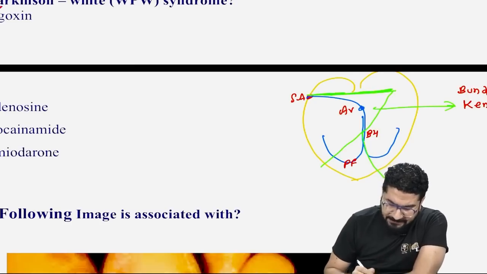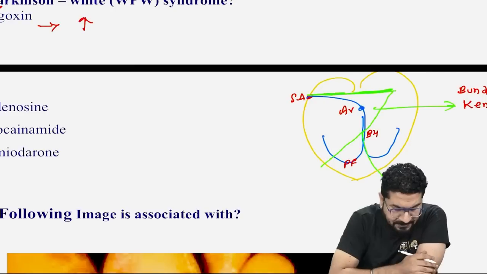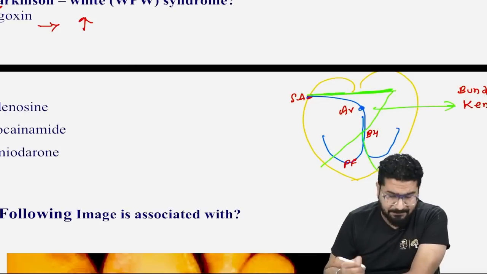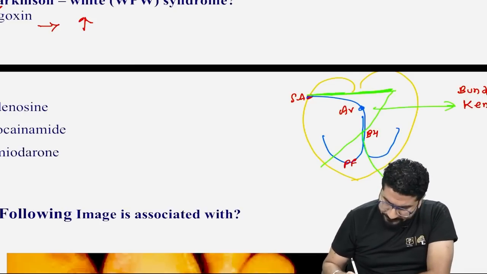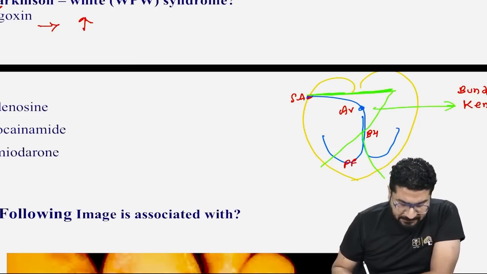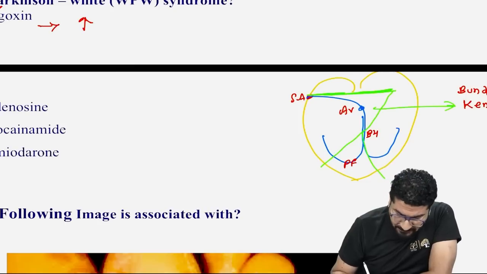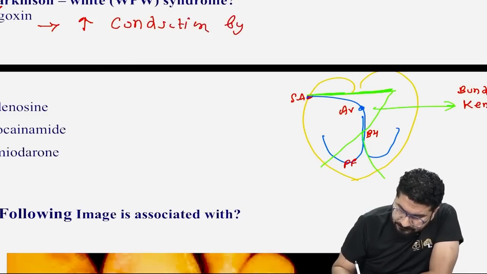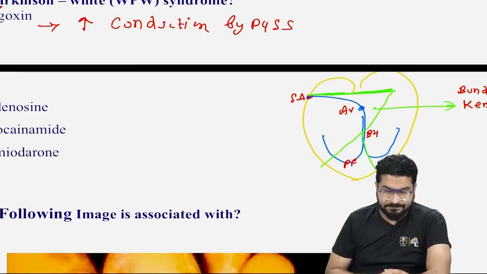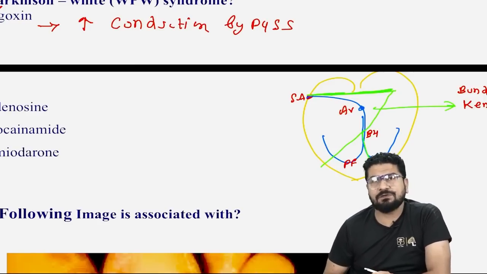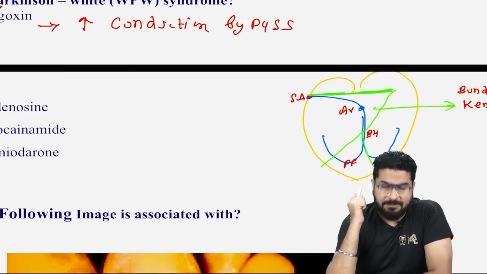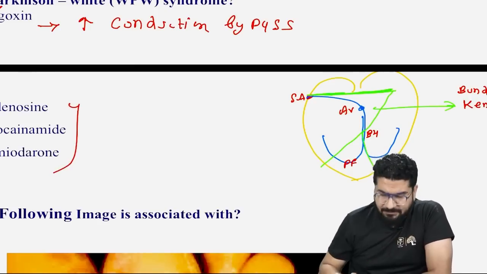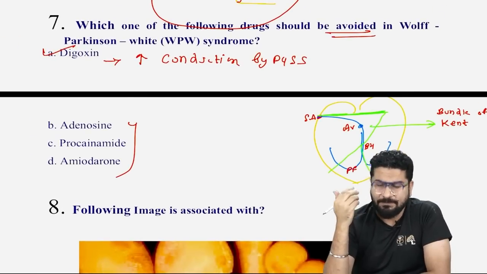Digoxin is avoided. The reason is that digoxin will increase conduction. You will see there is a direct connection because of this bypass tract. We call this the bundle of Kent or bypass tract. If you give digoxin or any other drugs like verapamil, this will increase conduction through the bypass. Adenosine, procainamide: adenosine is the drug of choice for PSVT, so we can give adenosine in a patient with PSVT. Procainamide and amiodarone we can also give because these are antiarrhythmic drugs. So these drugs can be given, but remember digoxin is avoided because this will increase conduction by the bypass tract.